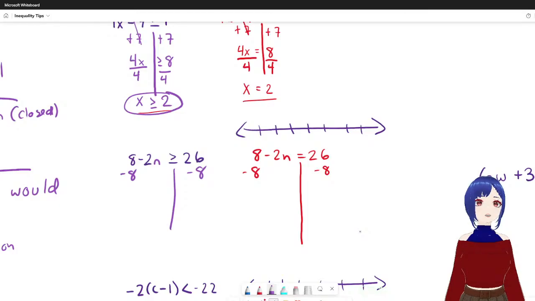And because our expressions are the same, the only difference here is our equal signs and our inequalities. Because our expressions are the same, all our steps are going to be the same. So 8 minus 8 is 0, so that cancels out. And then 26 minus 8 is 18.